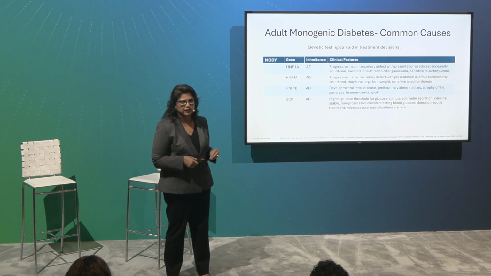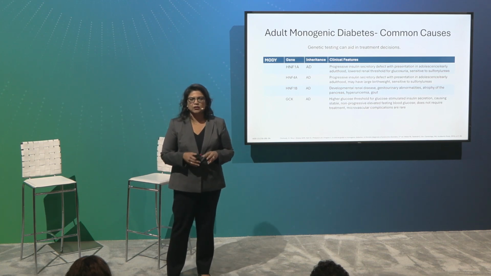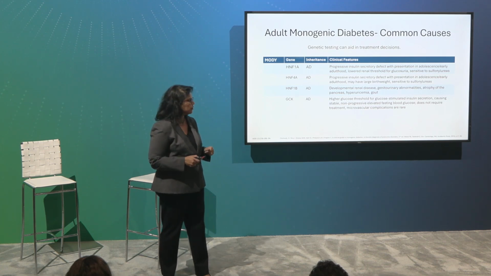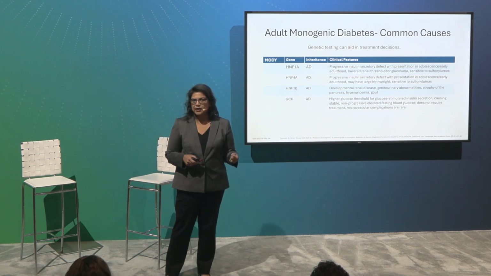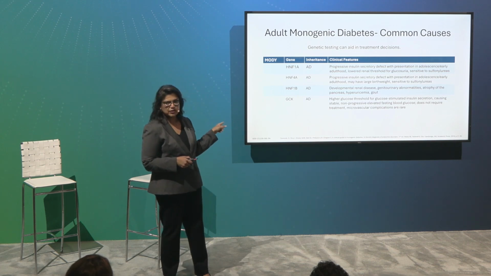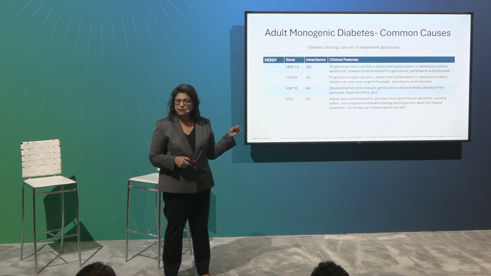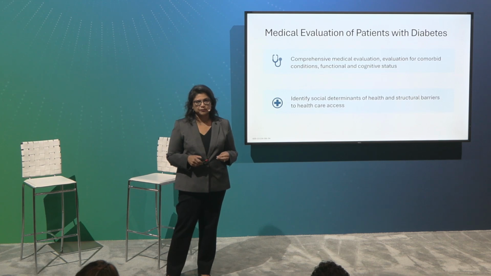So that's definitely more of a larger genetic syndrome. So really important for me, if I have somebody that I suspect has one of these monogenic forms of diabetes, I'm actually doing genetic testing so I know which one they have, and that helps guide my treatment.